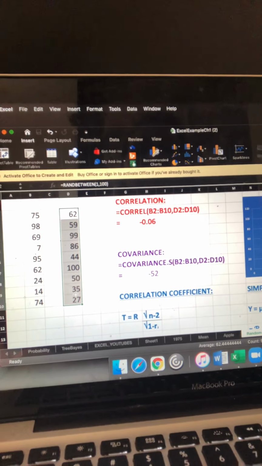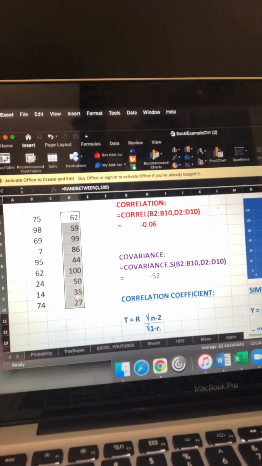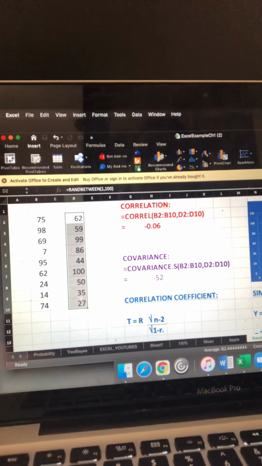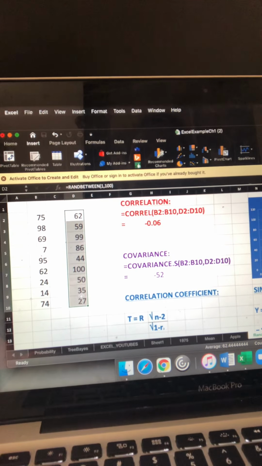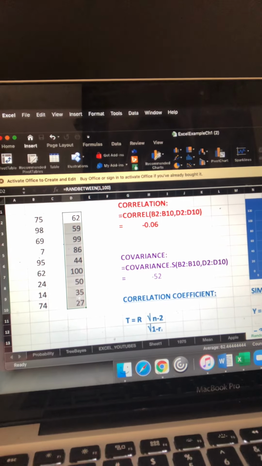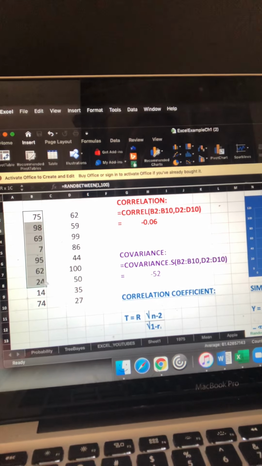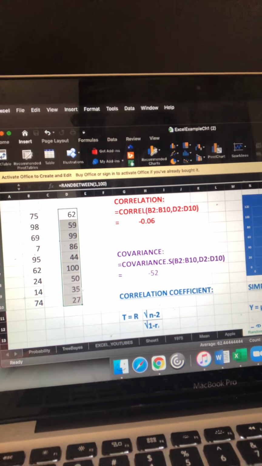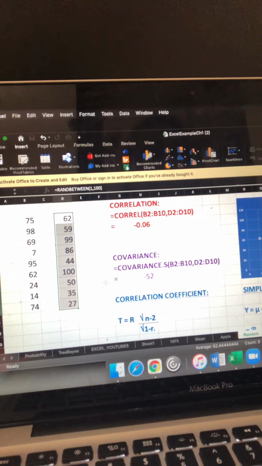Now, similarly, there is a formula in Excel to figure out the covariance. In this instance, we write equals COVARIANCE.S if we're using a sample and .P if you're using the population. We are using here a sample of a small amount of values, so we're going to write equals COVARIANCE.S, then again select our values B2 through B10, comma, D2 through D10. And here it's given us a negative covariance of -52.